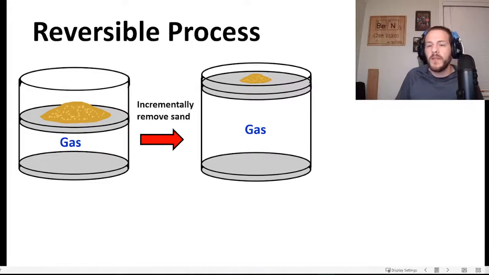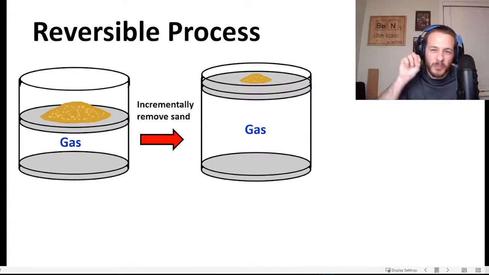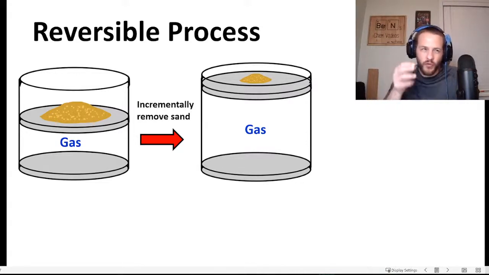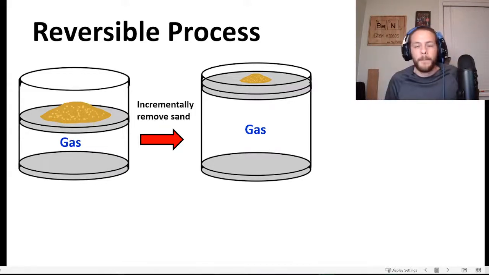And so to achieve that theoretical limit, you have to have a process that occurs in infinitesimally small increments. You have to draw the energy out in infinitesimally small increments such that the amount of energy being drawn out exactly matches the amount of energy that is produced by that process.